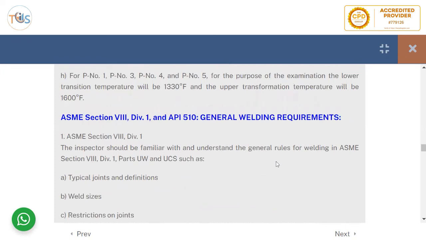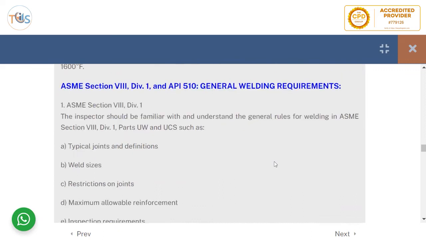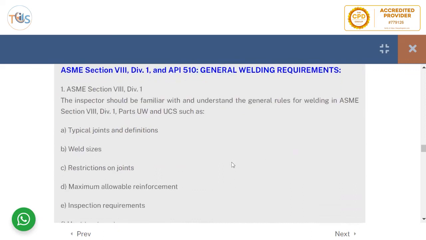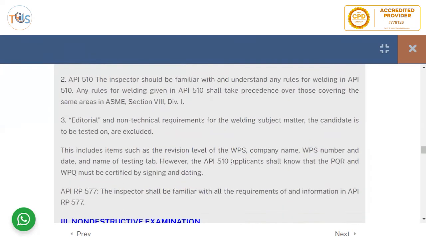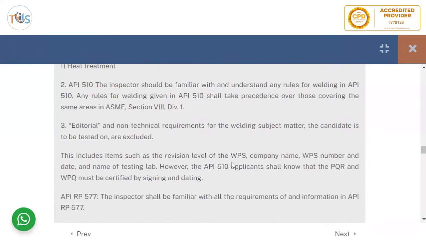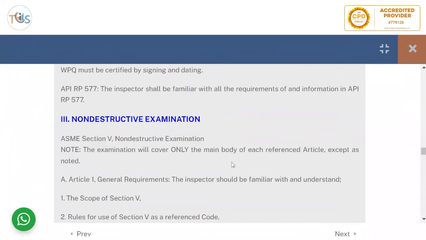And you should know about the P numbers. ASME Section 8 Division 1 is the one that you should refer to during the exam. And there you should know about the joints, restrictions on joints, allowable reinforcement, heat treatment, etc. And most of them are also included in API 510.